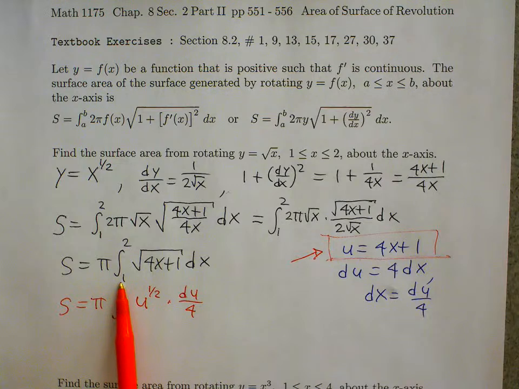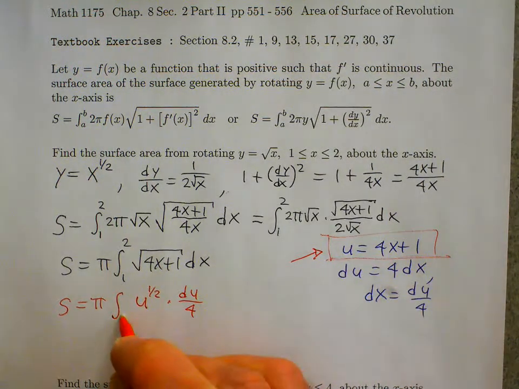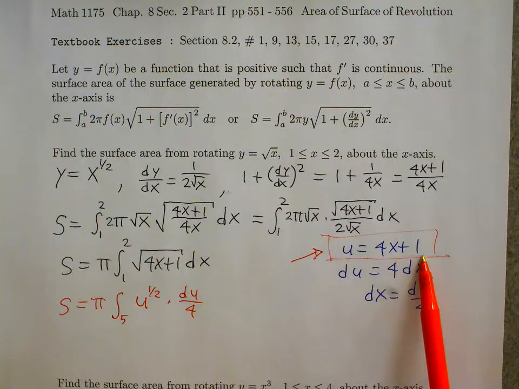So up here, the lower limit is x equals 1. And this lower limit is u equals 4 times 1 plus 1, or 5. Right? Are we all in agreement? And the upper limit is u equals 4 times 2 plus 1, or 9.